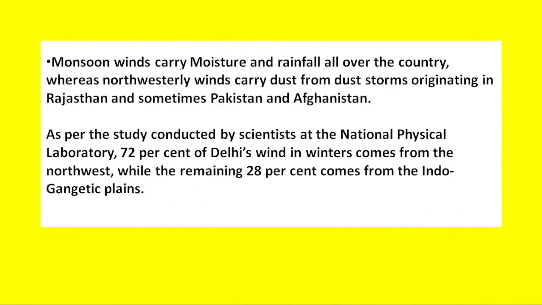Okay, the monsoon winds carry moisture. The other point is, monsoon winds carry the moisture and rainfall over the country. Northwesterly, as we have discussed, the western disturbance, northwesterly winds from the Mediterranean Asia enter into India that carries moisture, but these are less. Moisture is less. More is the dust that enters the Delhi NCR region.